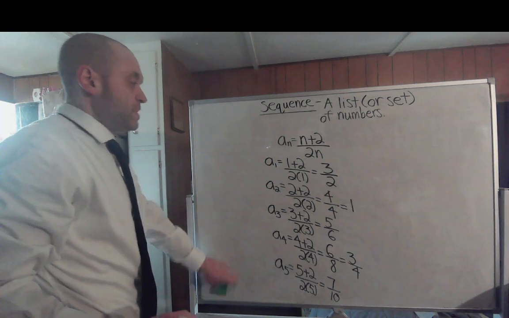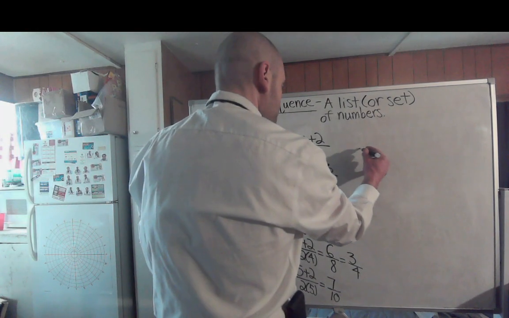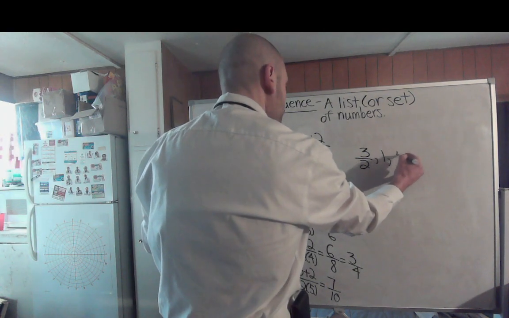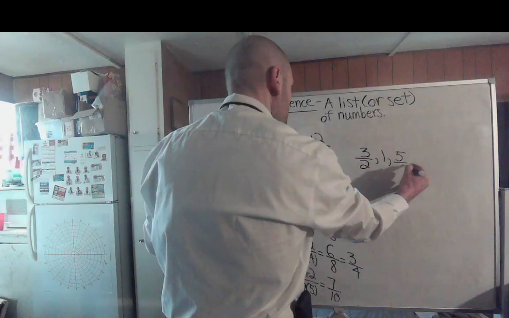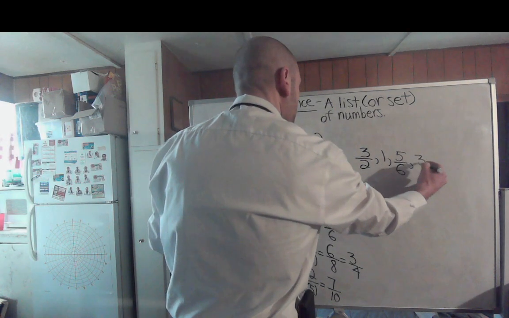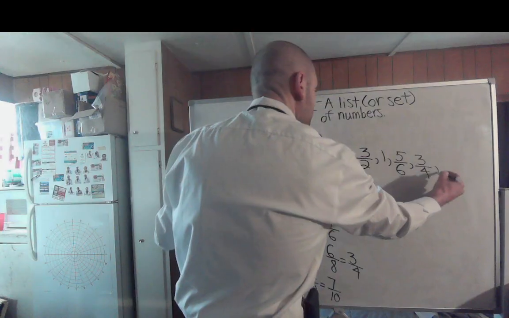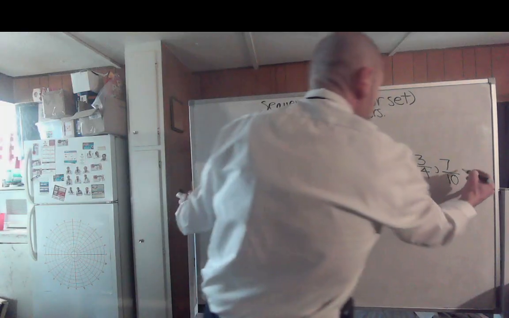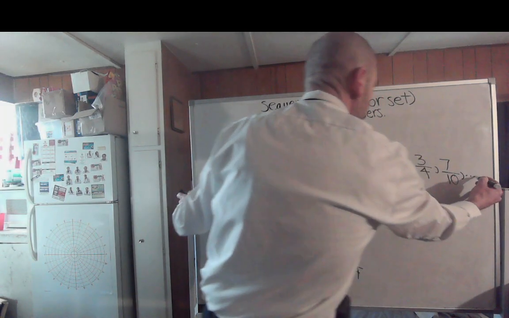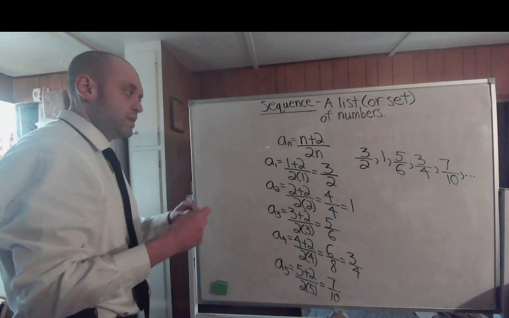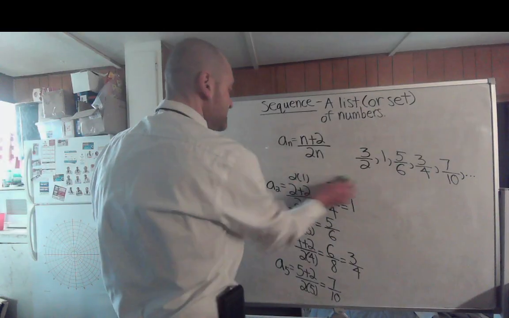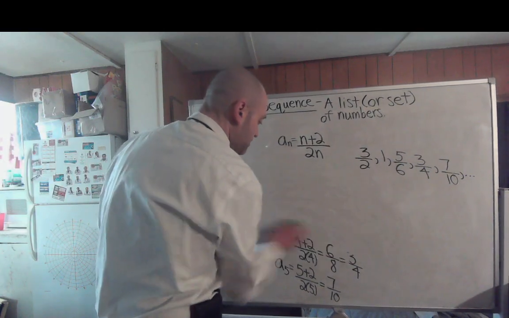Alright, so we can write the first 5 terms of the sequence being 3/2, 1, 5/6, 3/4, and then 7/10. So those are the first 5 terms of the sequence, and then obviously it's just going to keep on going and going. And I got one more for listing terms, then we're going to work backwards, so to say.